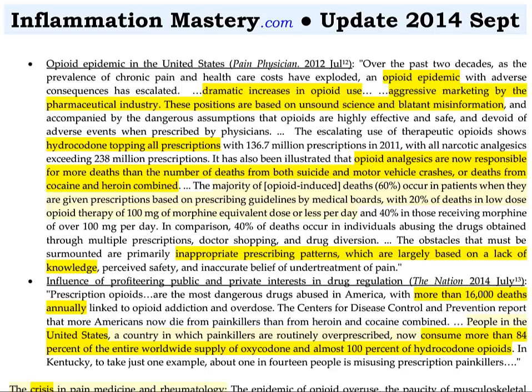So again, this type of research, emphasizing what is now being called a crisis in pain medicine and rheumatology, in order to address this crisis in pain medicine and rheumatology, I have updated the chapter that deals with integrative pain management. Related to the new research that's published in JAMA, let's look at this other article published in a magazine called The Nation. Prescription opioids are the most dangerous drugs abused in America, with more than 16,000 deaths annually linked to opioid addiction and overdose.